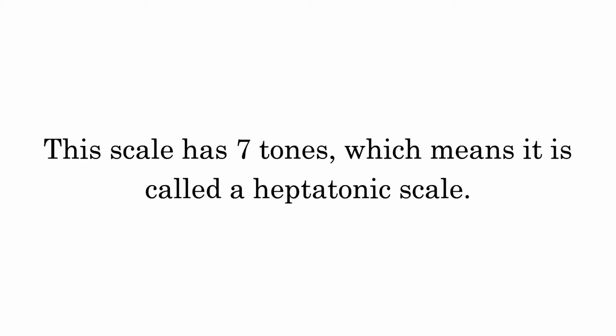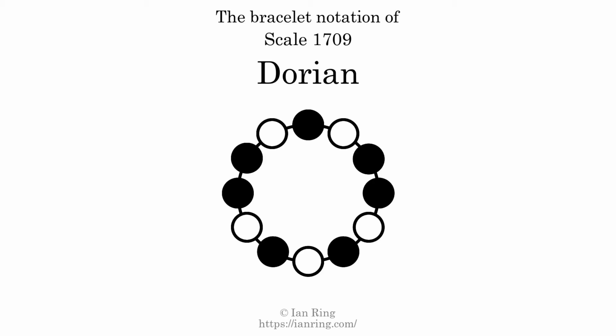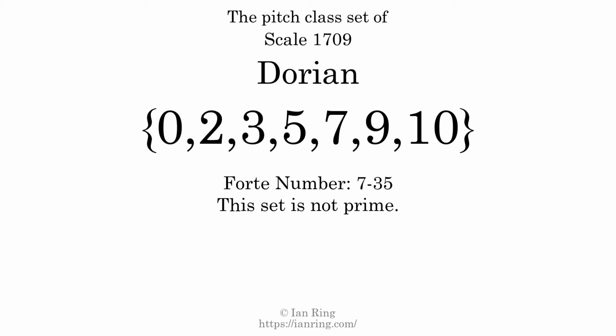This scale has 7 tones, which means it is called a heptatonic scale. This is a bracelet notation diagram of scale 1709. The shaded circles represent tones that appear in the scale, and they are read clockwise, starting at the top. The pitch class set for this scale is 0, 2, 3, 5, 7, 9, 10.